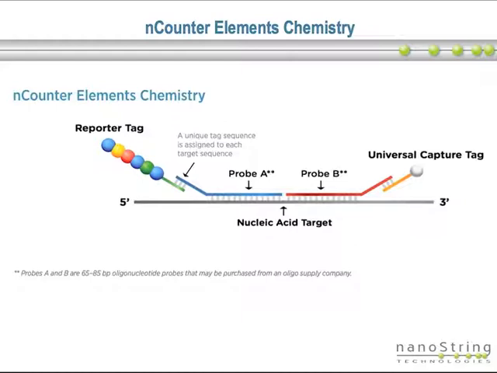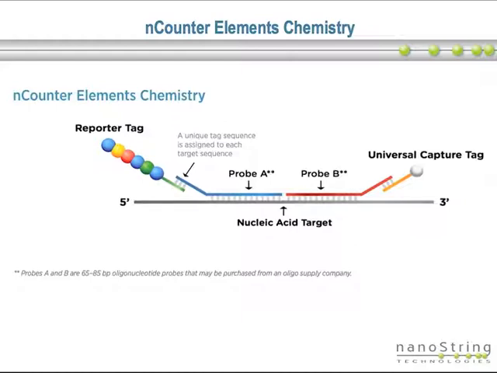So it's important to remember that what the elements chemistry consists of is a tag set consisting of reporter tags and universal capture tags, and two oligonucleotides, probe A and probe B. So when we ask you, do you need to buy more reagents from nanostring, what we're actually asking is, do you need to buy more reporter tags or universal capture tags? The other part you're going to buy from nanostring is the master kit. So all the plates and reagents that go on the prep station.